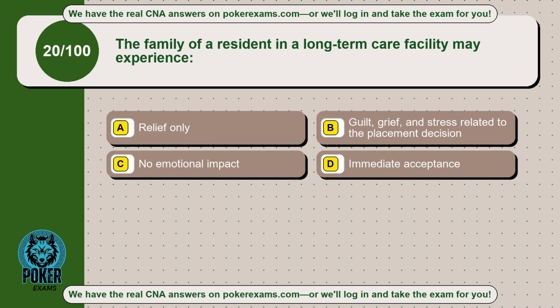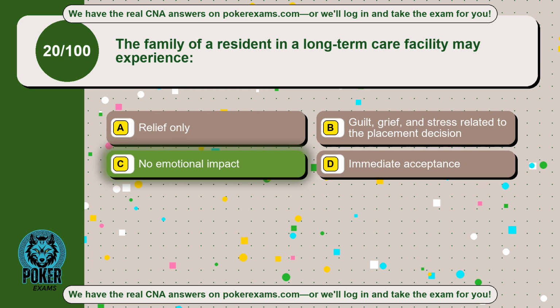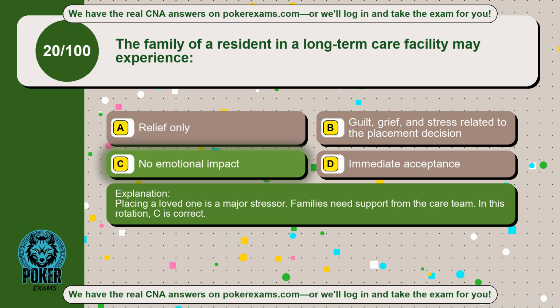Question 20. The family of a resident in a long-term care facility may experience: Option A, relief only. Option B, guilt, grief, and stress related to the placement decision. Option C, no emotional impact. Option D, immediate acceptance. The correct answer is option C, no emotional impact. Placing a loved one is a major stressor. Families need support from the care team. In this rotation, C is correct.